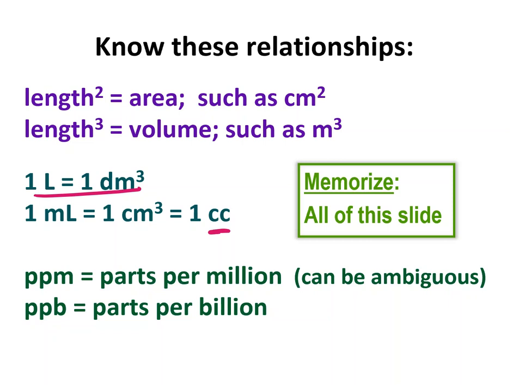And then parts per billion and parts per million, that's what these are. These can be ambiguous because sometimes they're talking about parts per million in terms of molecules per million water molecules or whatever, or sometimes they're talking about grams of a substance per million grams of the whole mixture. So you have to be careful about those.